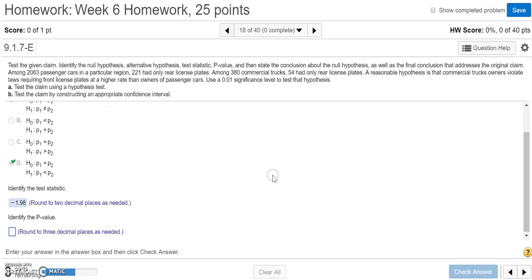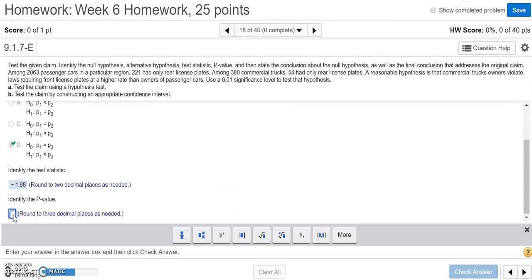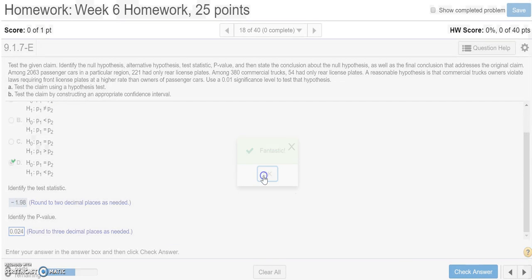That's correct. So now it's asked us to find the p-value. Back to my StatCrunch results, I see the p-value right here is 0.0237, and this is asking us to round to 3 decimal places, so that would be 0.024. That's correct.